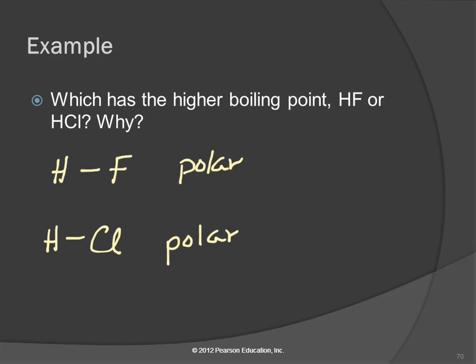Is one of these capable of hydrogen bonding? Yeah, HF can hydrogen bond because we have an HF bond. Here we've got hydrogen, but it's not bonded to nitrogen, oxygen, or fluorine. So this one is polar and has hydrogen bonding. So which one has the higher boiling point? The HF. Stronger forces of attraction, higher boiling point. Any questions?